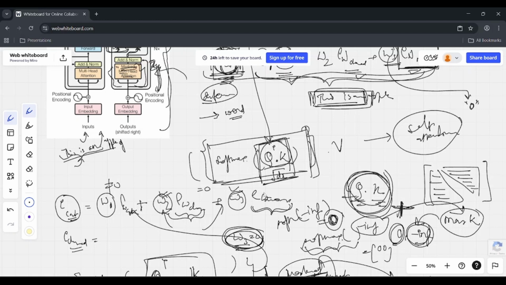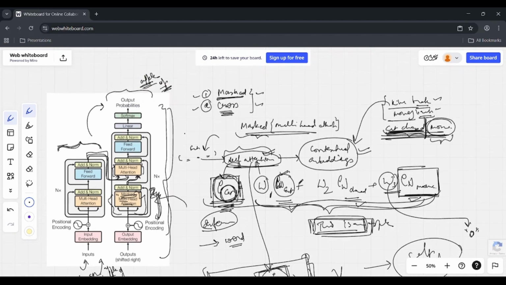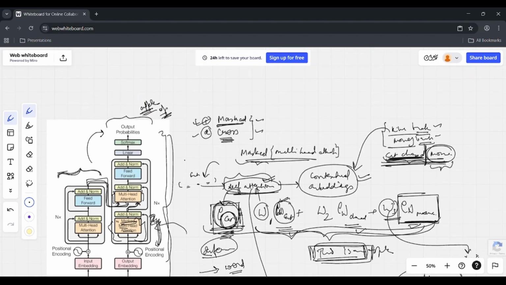I hope this first mystery is solved: what it is and why we do it. This part is clear. Still, if you have any doubts, do let me know in the comment section and I will help you in the best possible manner.